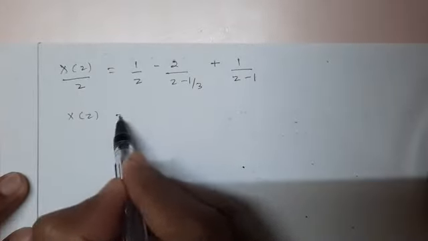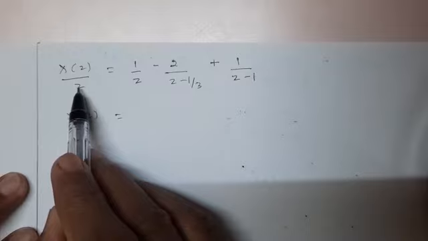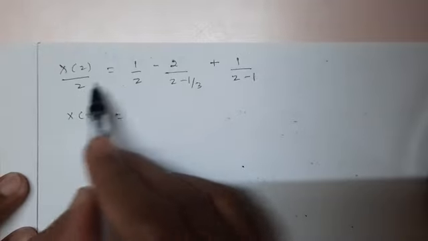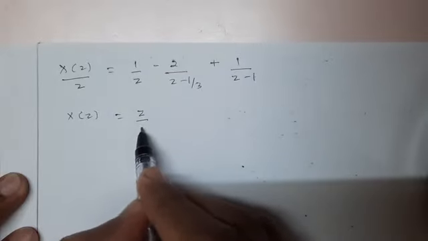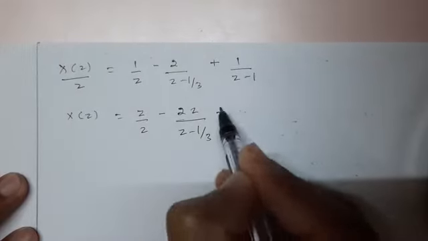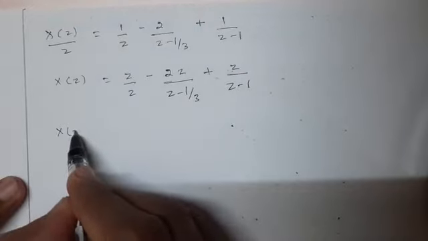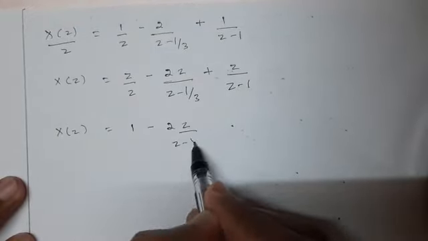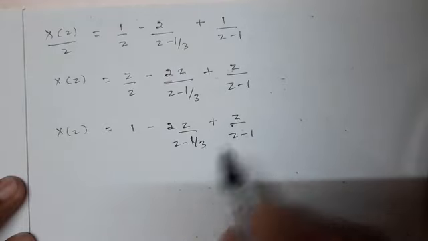X of z is equal to, substitute z, shift this z towards RHS. This is in the denominator. When it goes in the numerator, z divided by z, minus 2z divided by z minus 1 by 3, plus z divided by z minus 1, which is equal to, x of z is equal to 1 minus 2z divided by z minus 1 by 3 plus z divided by z minus 1.